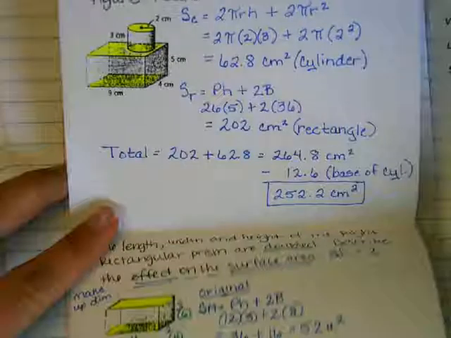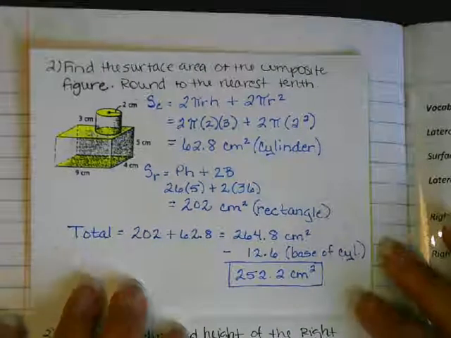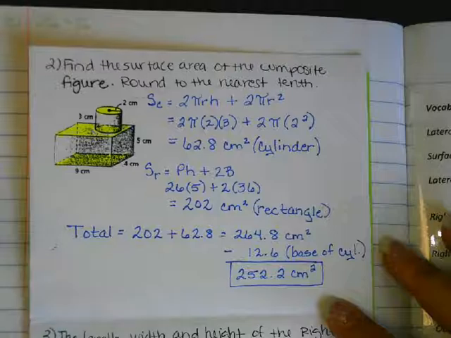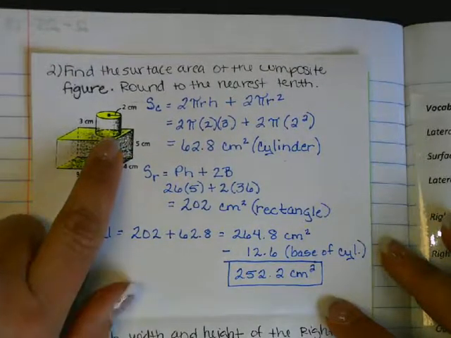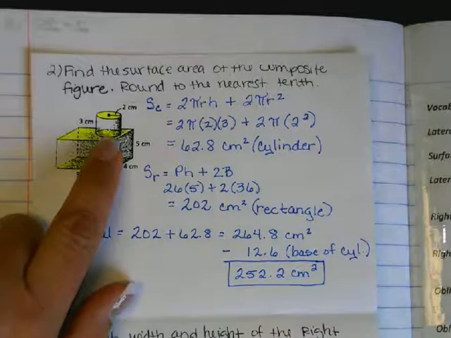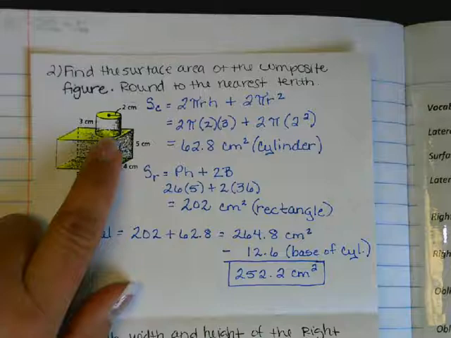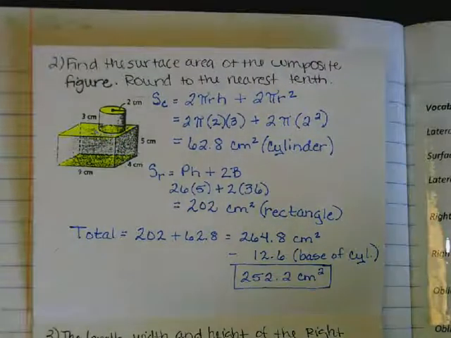Then, let's see. This one is a composite figure. Find the surface area of the composite figure. This is the one I was telling you about, that you're going to solve just like normal, except this little base that's inside there is not going to be included in total surface area because you can't see it. You have to think of surface area as if you were holding something and painting all the edges. You count everything you would paint.